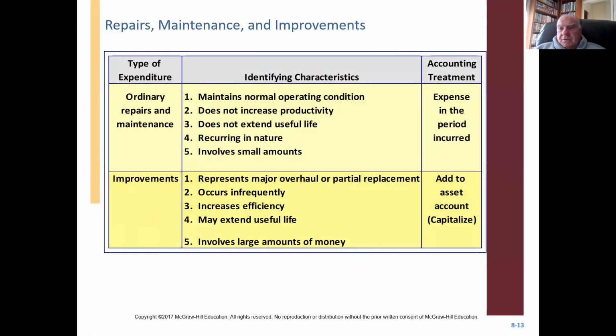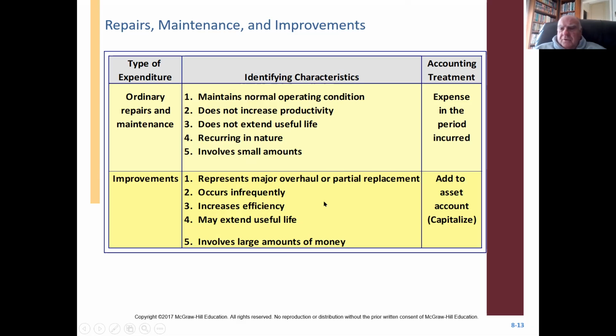Here is an important thing to understand. I don't think it's a difficult concept, but it's nice to have this under your belt for some good, easy multiple choice questions, huh? The difference between a repair or maintenance and an improvement. Let's start with an improvement. This is a major overhaul or partial replacement. You don't do it very often, and it increases the efficiency of the fixed asset and maybe provides a longer lifespan. Maybe you did something to take a machine that had a 10-year life and now it's going to have a 15-year life. And it's typically large amounts of money, okay?